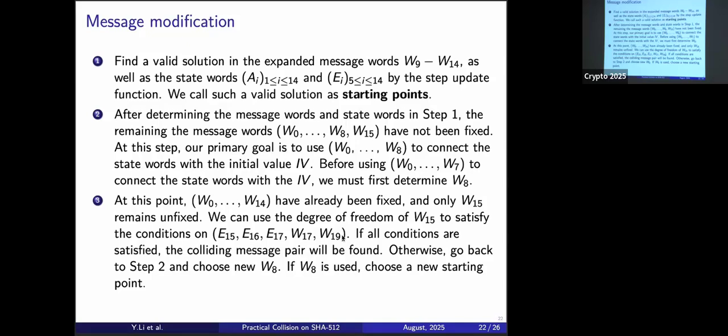And the remaining message words W0 to W8 and W15 have not been fixed, and our goal is to use W0 to W8 to connect the state words with the initial value IV. And in the last step, W0 to W14 have already been fixed, and only W15 remains unfixed. We can use the degree of freedom of W15 to satisfy the uncontrolled conditions.